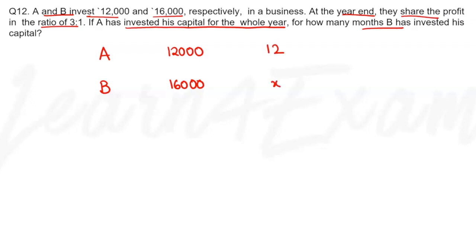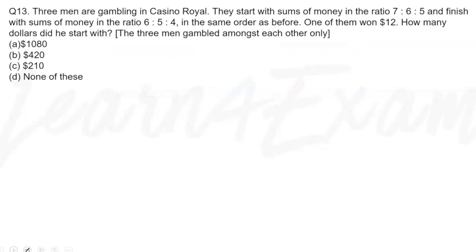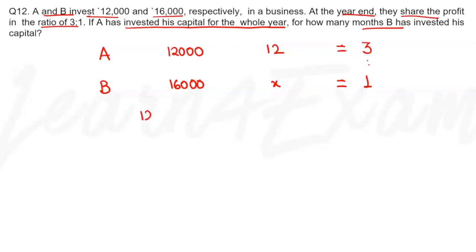Let's take the number of months to be equal to x for B. The ratio should be 3:1, right? The ratio should be 3:1. Okay, so what is the total investment made by A in the entire year? It would be equal to 12,000 multiplied by 12, that is 144,000, and that of B would be equal to 16,000 x, right?